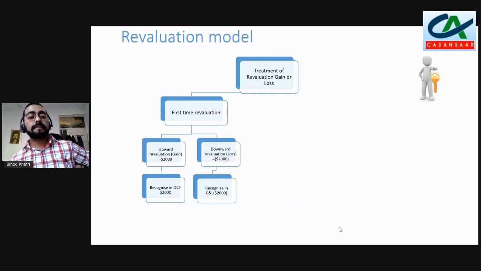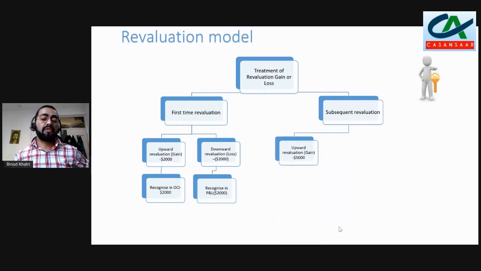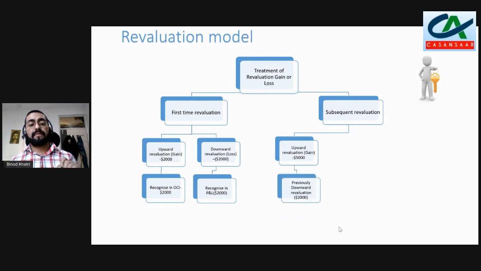Now let's talk about subsequent revaluation. After we have already revalued that asset, and again we want to use the revaluation model for those assets, there will be some extra conditions here. So, subsequent revaluation, upward revaluation gain. We have a gain of 5,000. Now the asset we want to revalue has a gain of 5,000, which arises due to revaluation, and we need to check what the previous year's treatment was.